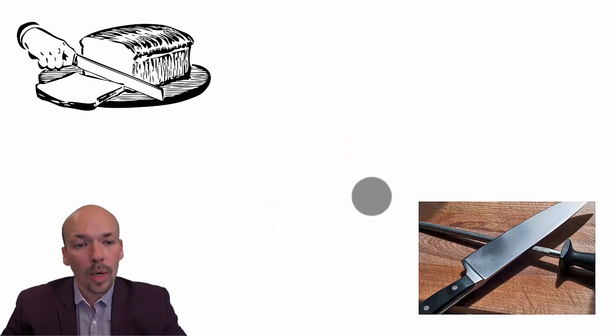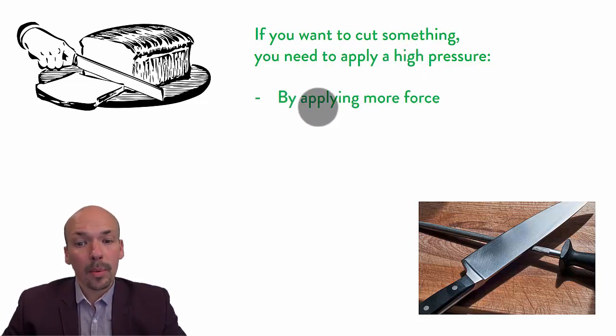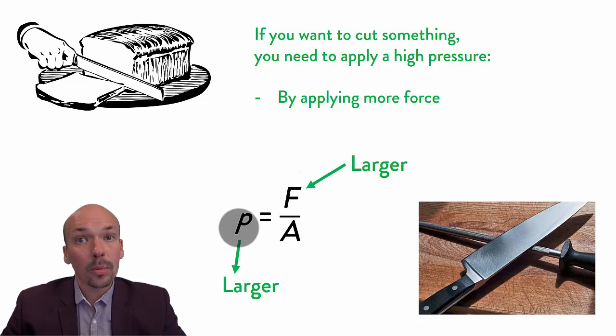So now an example why pressure is so important. If you are trying to cut your bread, like here, you are using a knife. And if you want to cut something, you need to apply a high pressure. So the higher the pressure, the better it will cut. And you can do it in 2 ways. First of all, you can apply more force. Because if you look at the equation, if you apply a larger force, the pressure will also become larger. So that's one way of having a higher pressure.